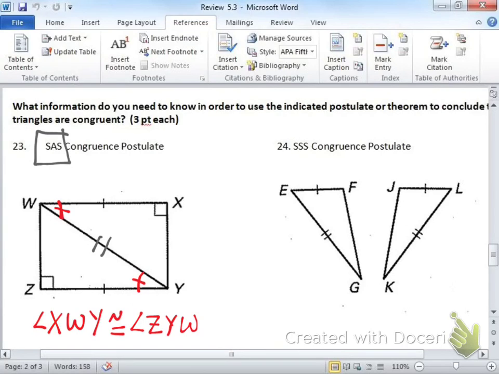So again, start by looking at what they want you to use. They want you to have side, angle, side. And then decide if you have that. We had side, side, then an angle way over here. So we didn't have it yet. If we wanted to use side, angle, side, we need the angle in between the two sides. Any questions on 23? That one's kind of tricky because they do give you an angle, it's just not the right angle.